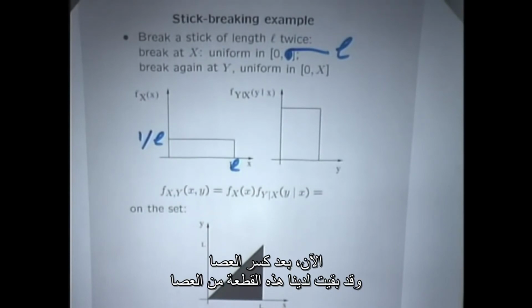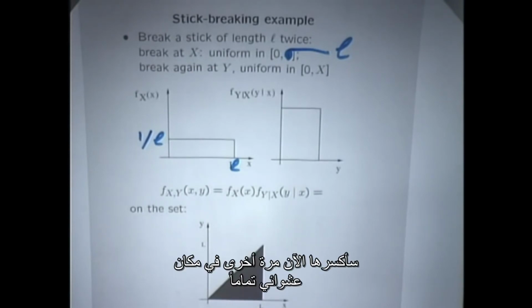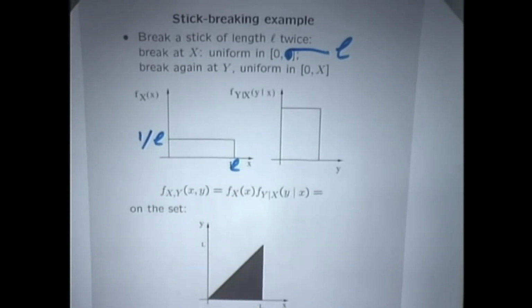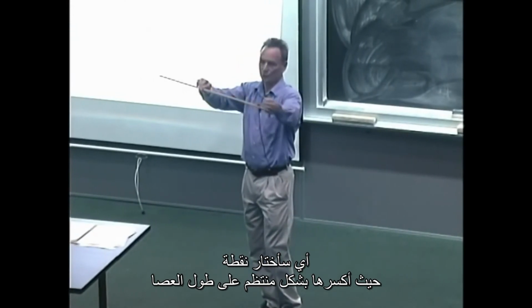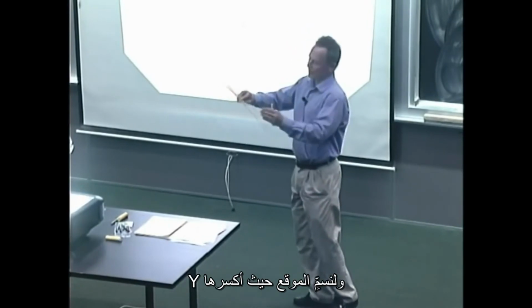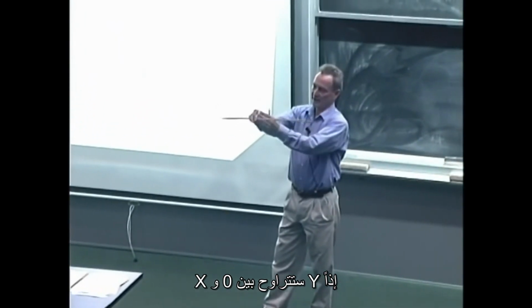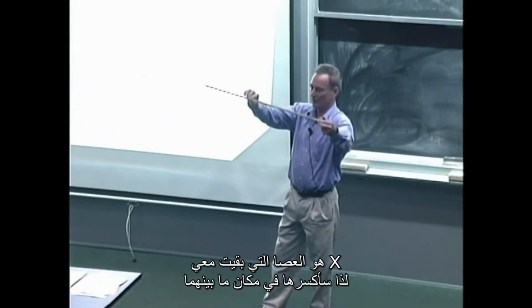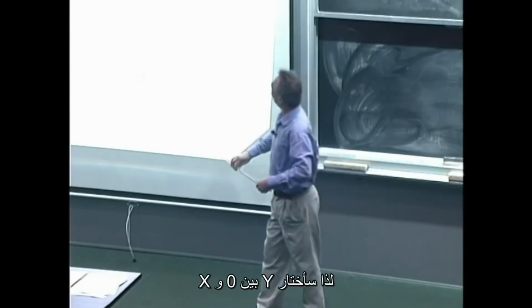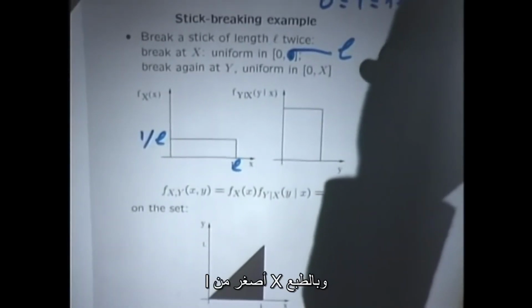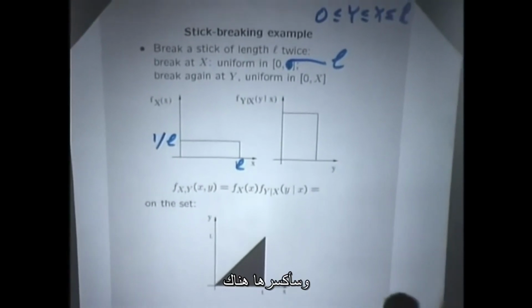Now, having broken the stick, and given that we're left with this piece of the stick, I'm now going to break it again at a completely random place. Meaning I'm going to choose a point where I break it uniformly over the length of the stick. What does this mean? Let's call y the location where I break it. So y is going to range between 0 and x. X is the stick that I'm left with, so I'm going to break it somewhere in between. So I pick a y between 0 and x. And of course, x is less than L. And I'm going to break it there.